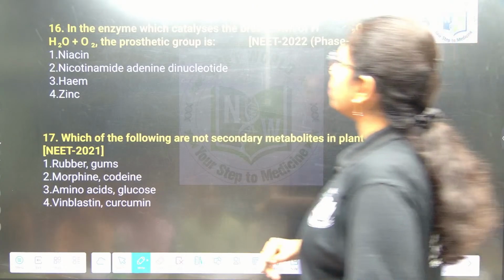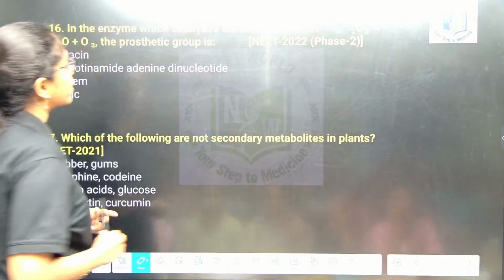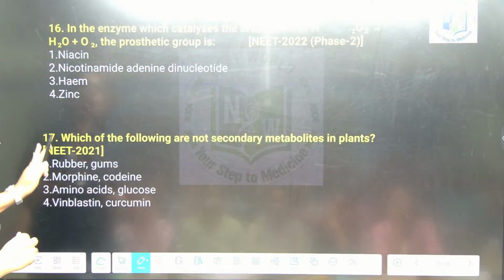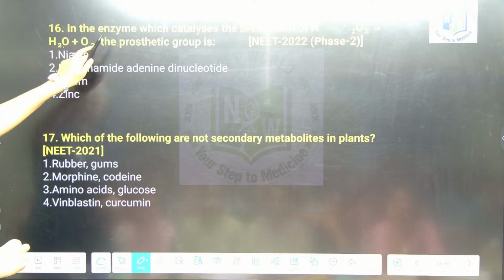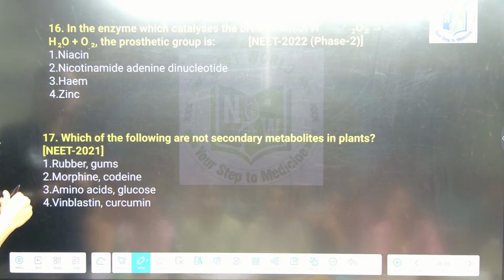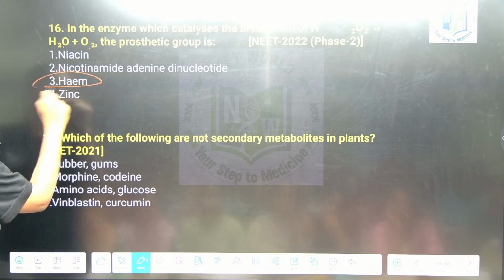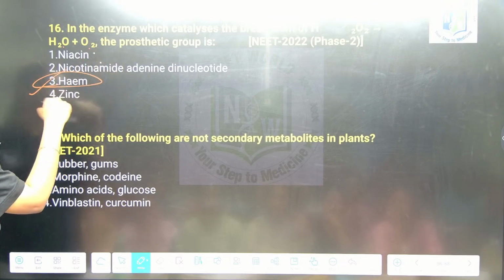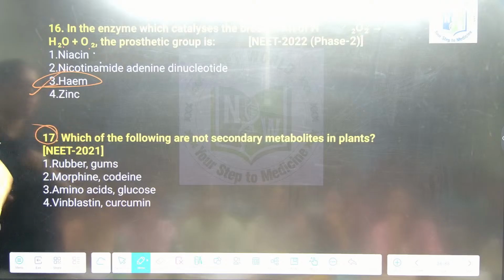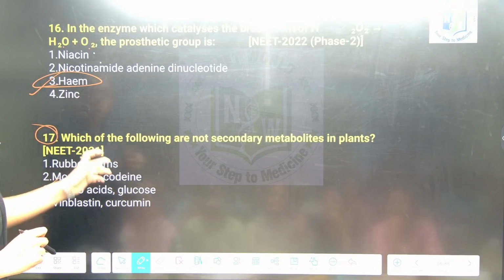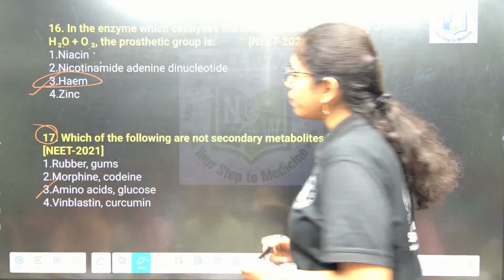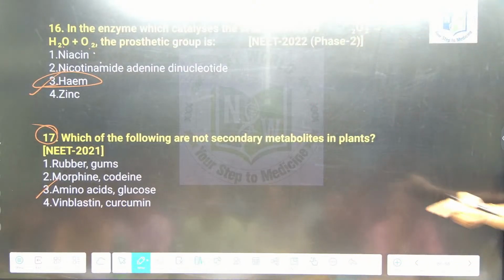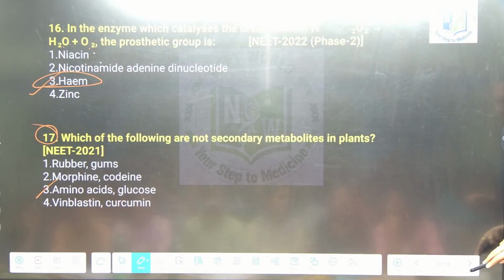In the enzyme which catalyzes the breakdown of hydrogen peroxide to water and oxygen, the prosthetic group is heme. Good. This will be the group for what? Coenzymes, and this is for metal ion. Good. 17th question. Which of the following are not secondary metabolites in plants? They are primary metabolites.